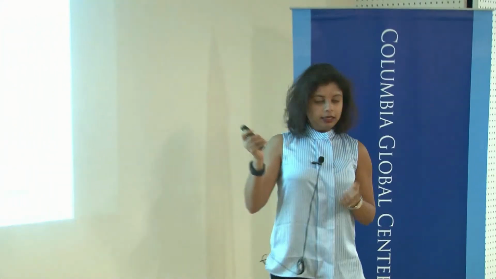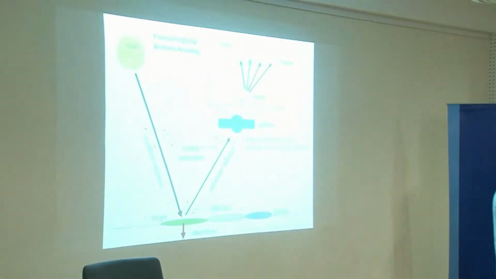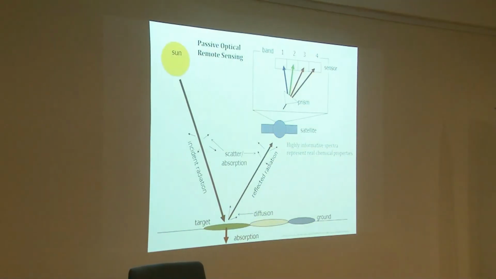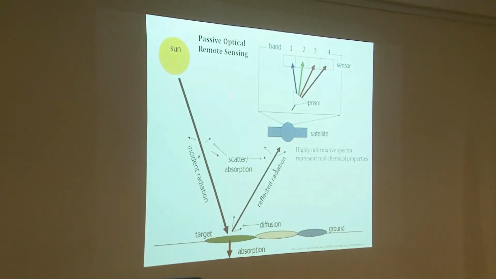So how do they see things? Satellites basically come in two different flavors. One is passive and the other one is active. This is passive optical remote sensing.